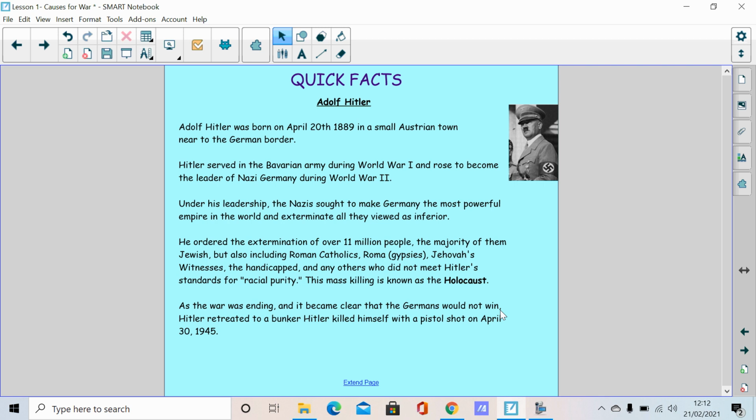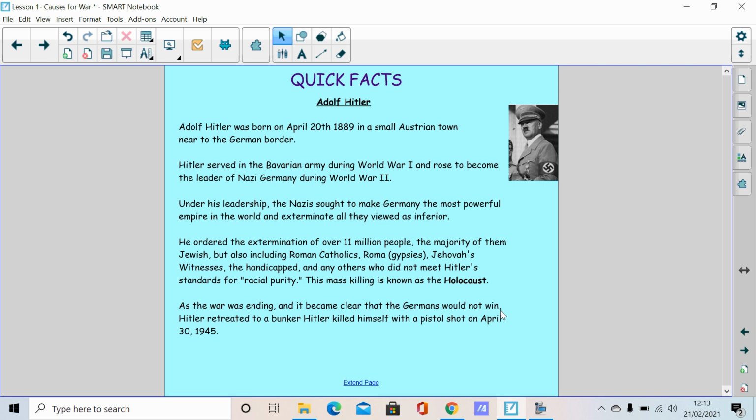He served in the Bavarian army during World War I and rose to become the leader of Nazi Germany during World War II. He became leader of the Nazi party, a political party, who gained power in Germany a few years before World War II broke out. Under his leadership, the Nazis sought to make Germany the most powerful empire in the world and exterminate all they viewed as inferior.